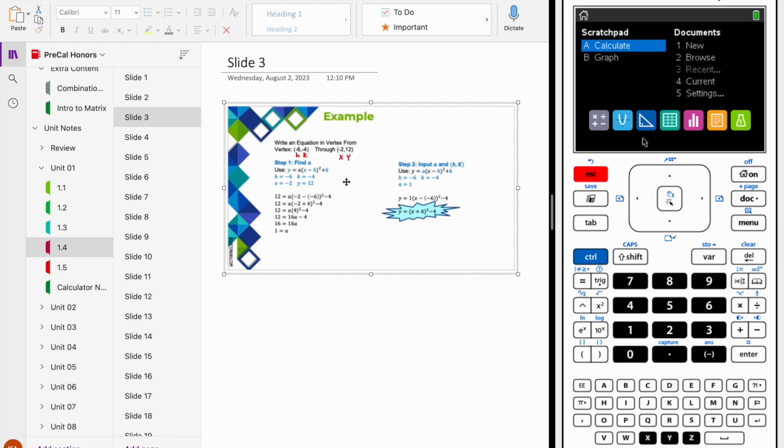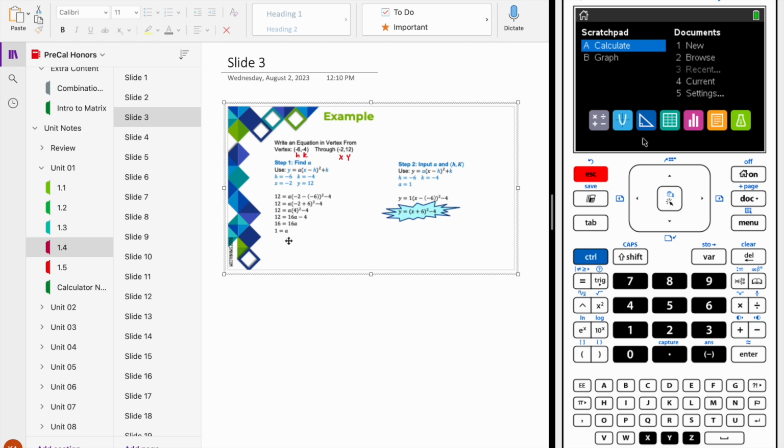So let's take a look at this problem here. We have our vertex being -6, -4, and our point being -2, -12. This is the same thing that we were discussing before in the previous slide. We're going to plug in our x and y and our h and k into the problem itself in order to find a. So we go ahead, we plug in all of our numbers, as we can see down here. And once we do, we get a value of a being 1.